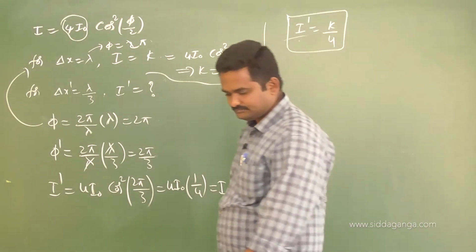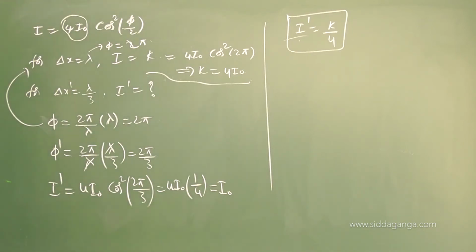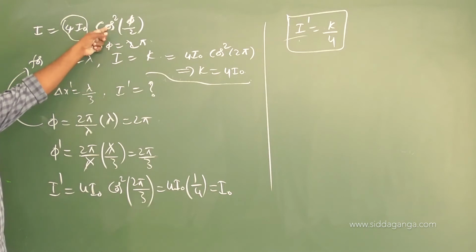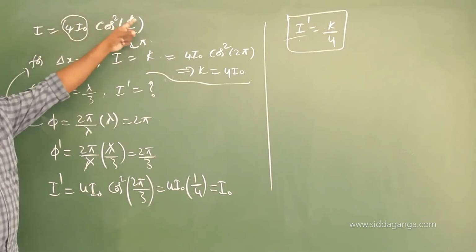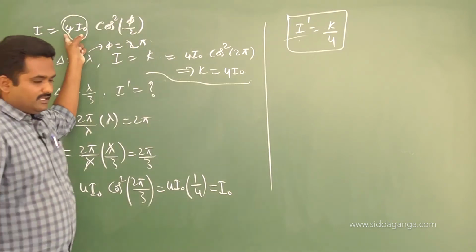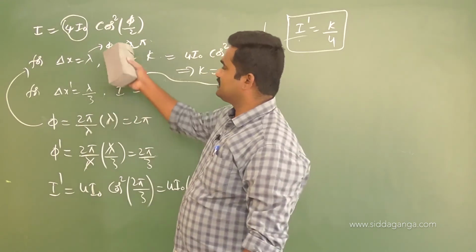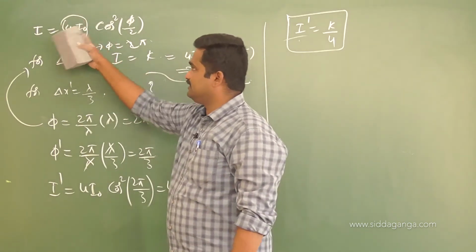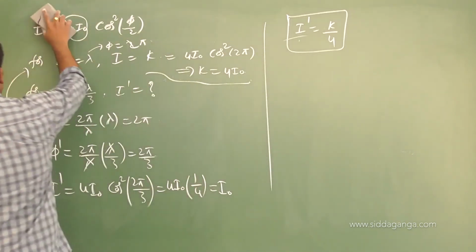Important, just make a note. Just write the path difference in terms of phase difference and substitute that in the formula. This is a major relation which you have to remember: the intensity at any point on the screen due to the superposition of two waves, in case of an interference pattern. This is the intensity you have to remember. Okay, next.